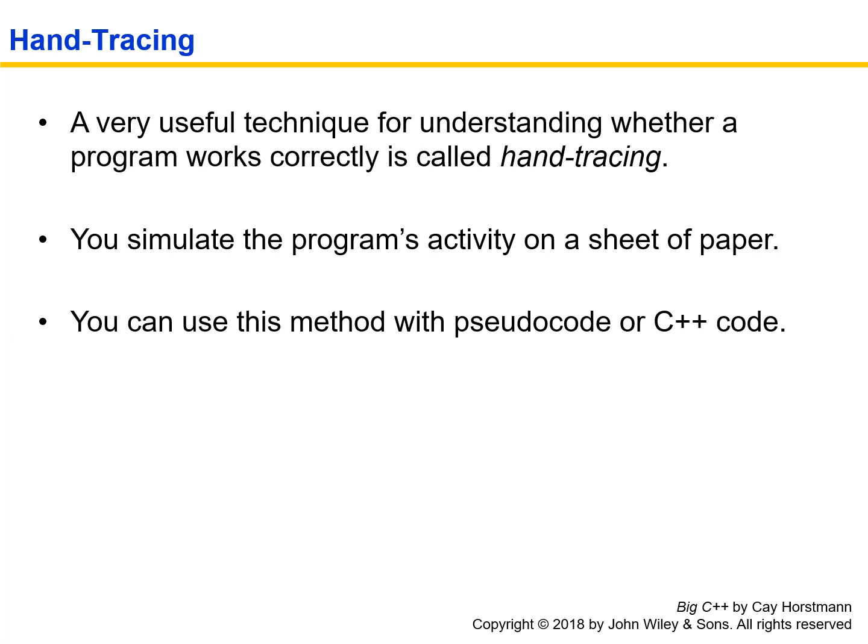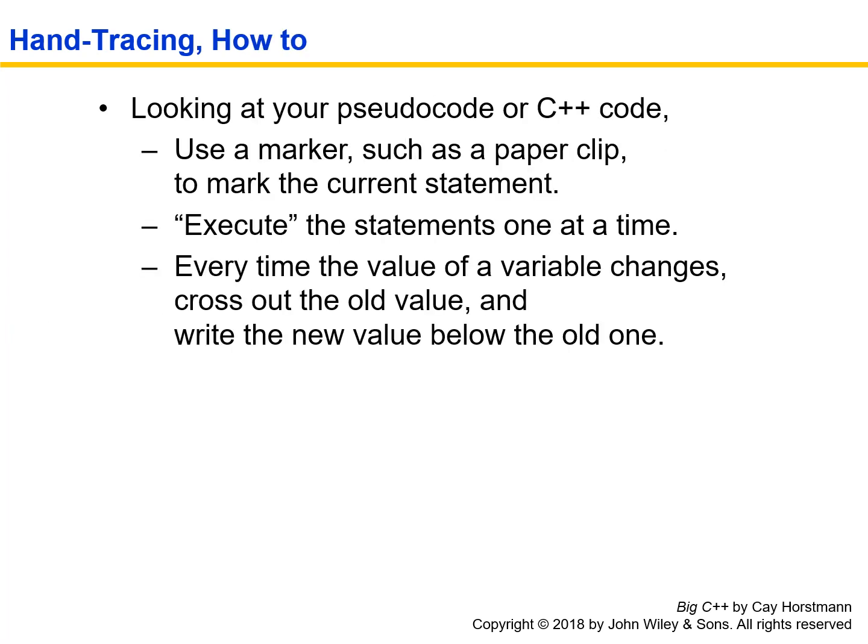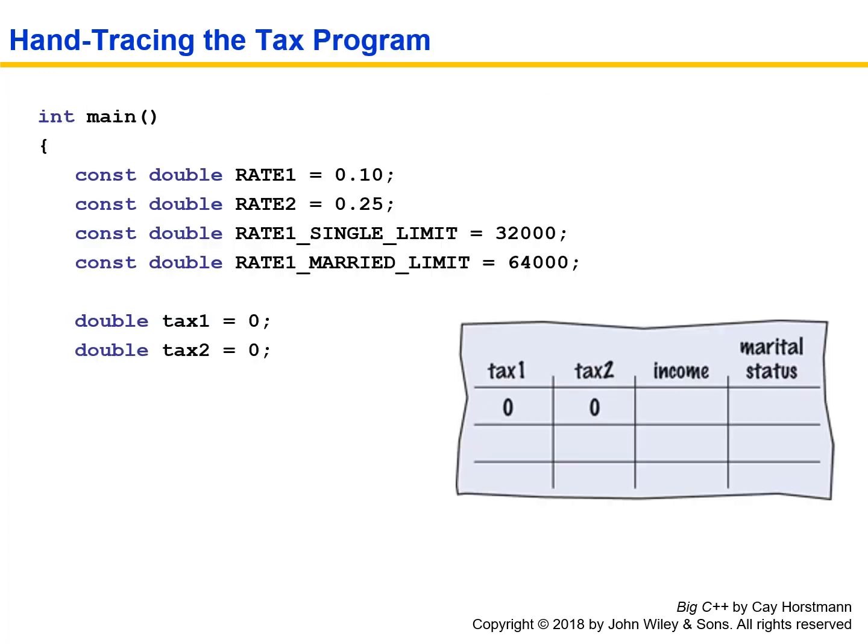A very useful technique for understanding whether a program works correctly is called hand tracing. You basically run the program in your head and you keep track of what's going on a sheet of paper. You can do this by following flowcharts, pseudocode, or C++ code. Looking at your pseudocode or your C++ code, you use a marker. Some people like a paper clip because you can just slide it down the piece of paper. You execute the statements one statement at a time, and every time a variable changes value, you cross out the old value and write the new value down, and you can trace through.